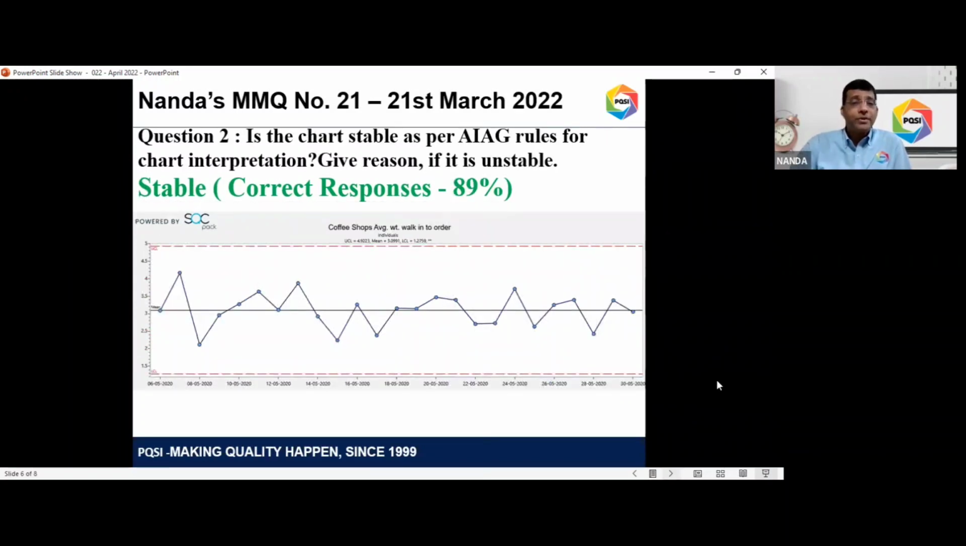Question number 2, again a very similar question, but the slide is different, the chart is different. So this is a stable chart, so I don't see anything wrong with respect to the AIAG rules. So it's a stable process, and I'm happy that 89% of the respondents got this answer correct. So there's nothing much to explain in this chart.